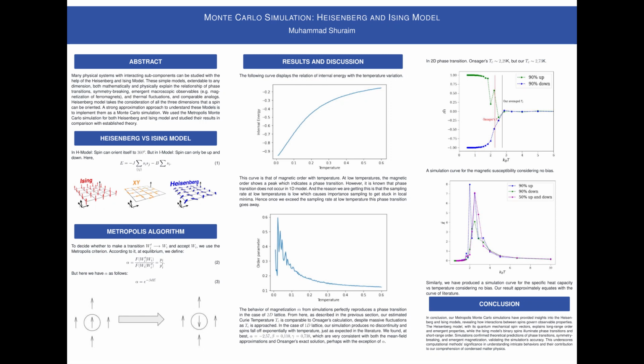Hello everyone, my name is Shuraim and the title of my poster presentation is Monte Carlo simulation, Heisenberg and the Ising model. So what is the main difference between the Heisenberg and the Ising model?